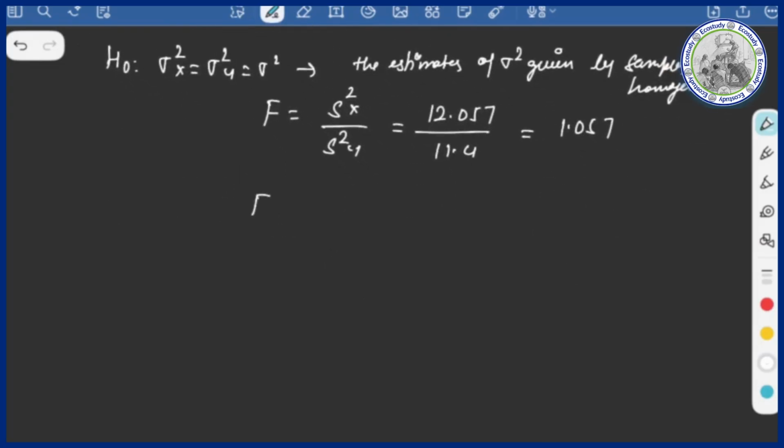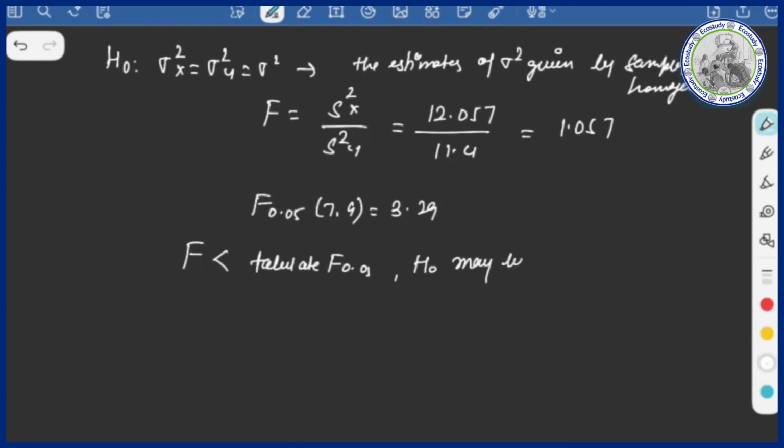Now the tabulated value F 0.05 at 7 and 9 is given, that is 3.29. Now we see that F is less than tabulated F 0.05. Yes, 1 is less than 3, so H naught may be accepted at 5% level of significance.